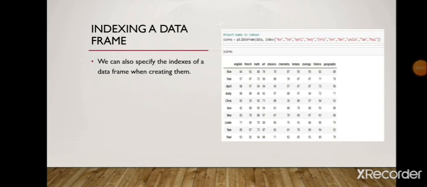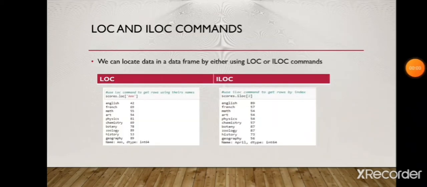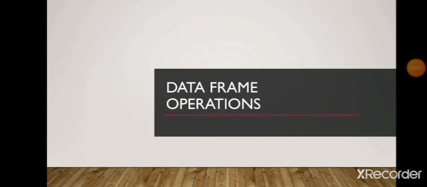Since this is a data frame about student exam results, it would be appropriate to index this data using the corresponding student names. So to index the data, I use the index property in the Pandas data frame function. If I wanted to access my data frame using the student name, I can use the loc function. In case I wanted to access my data frame according to the row index, I can use the iloc function. Next, I am going to demonstrate the various operations that can be performed on a Pandas data frame.